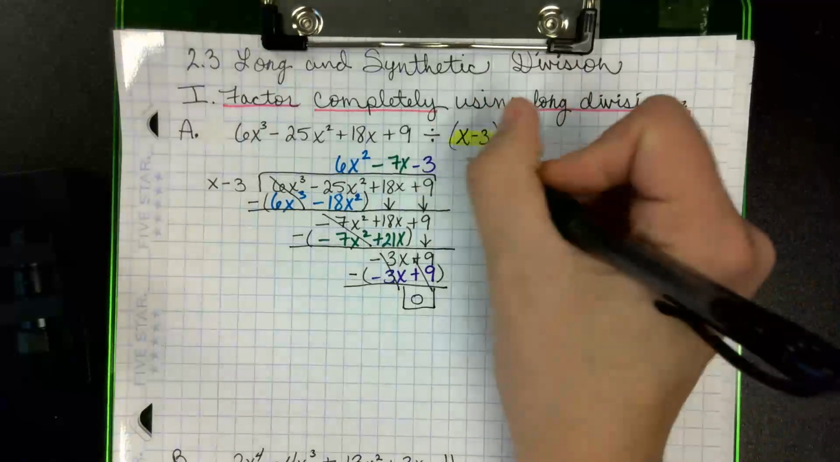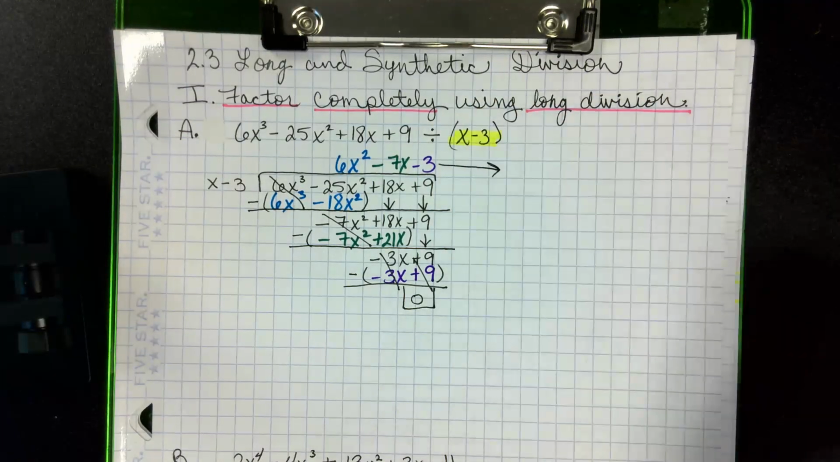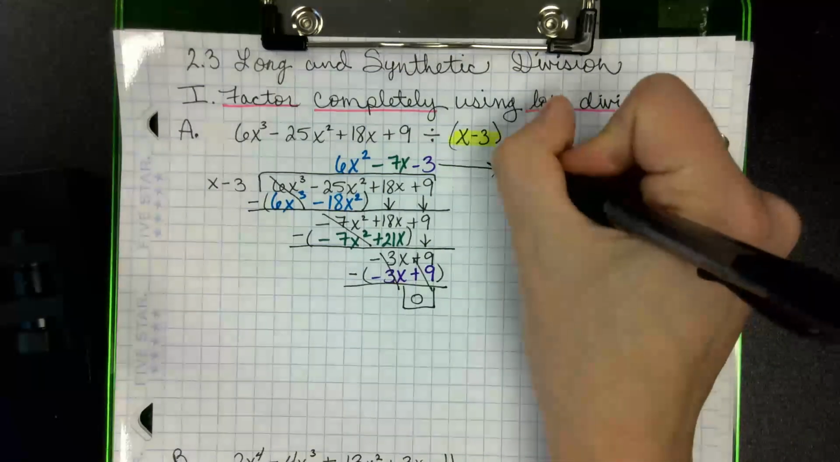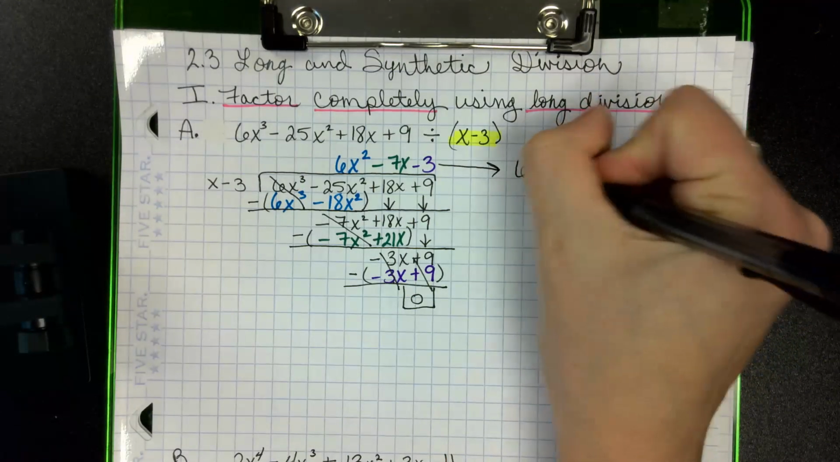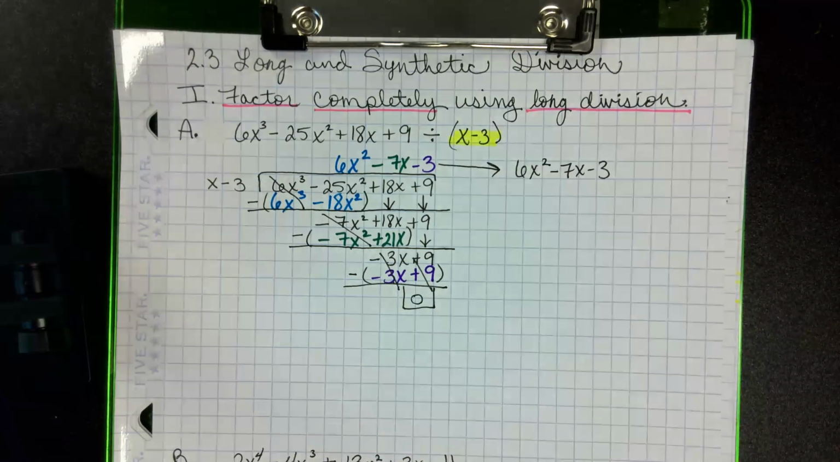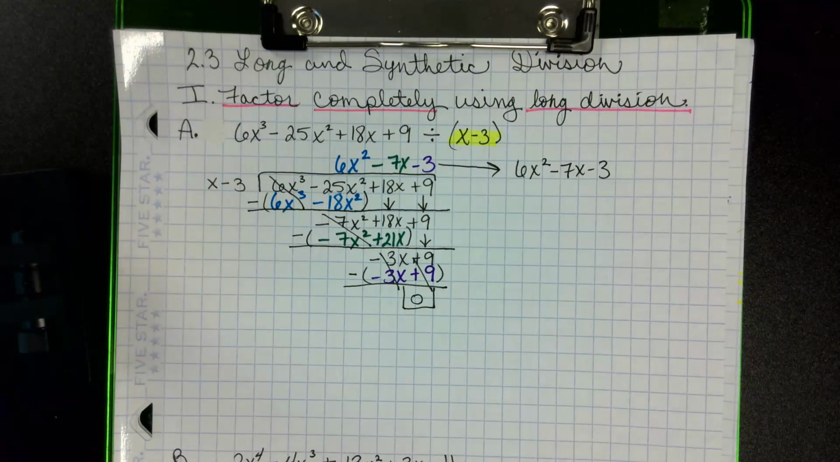But that quotient is not fully factored. It says factor completely. That's a quadratic. So I can take it to the side, 6x squared minus 7x minus 3, and I can factor that further. If I'm factoring completely, I need to factor it all the way down to linear factors.